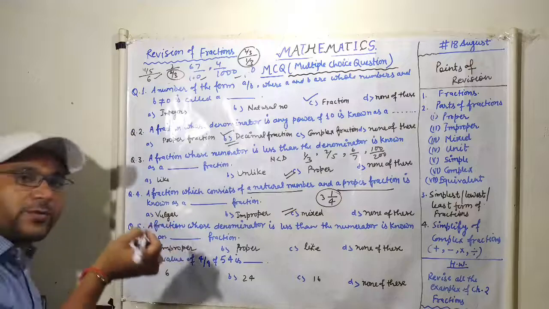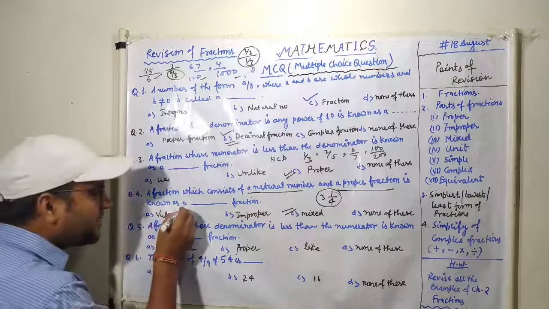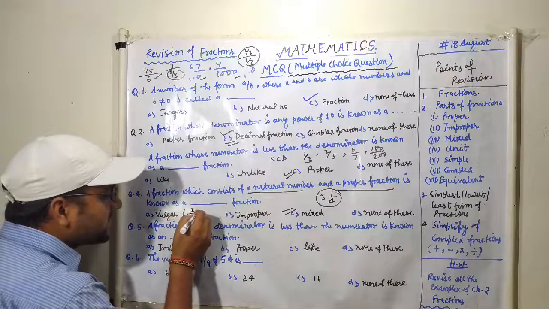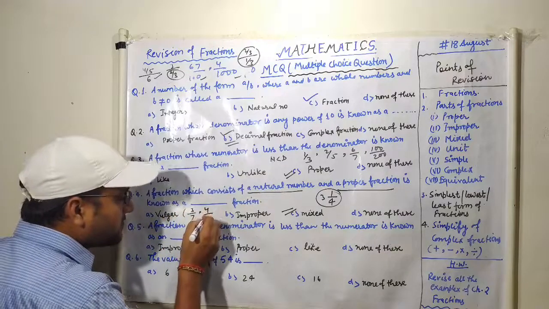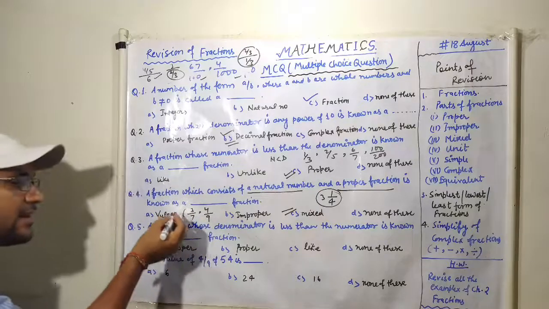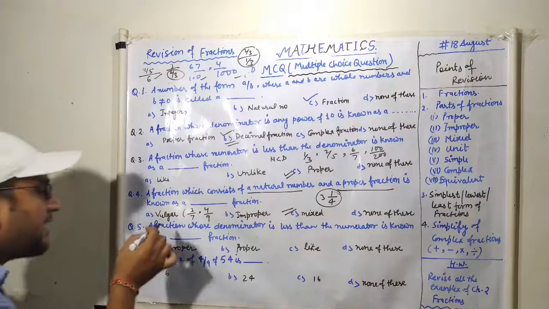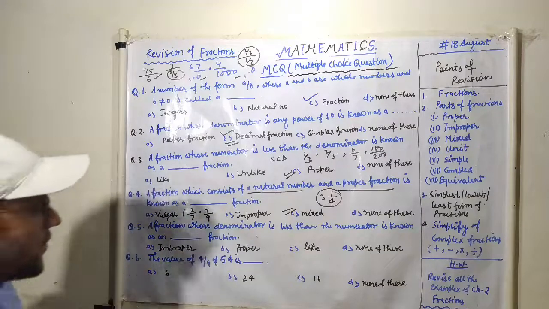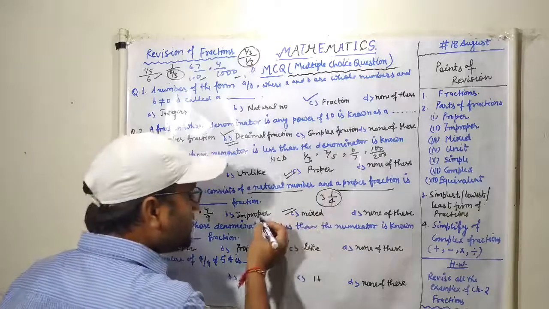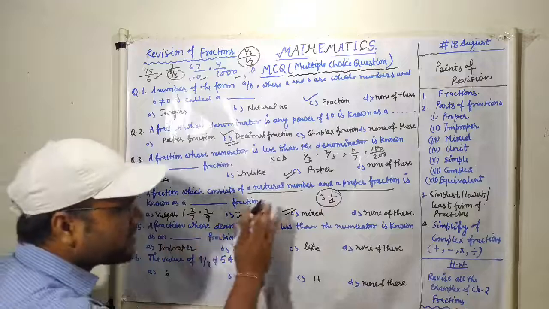Vulgar fraction: a fraction whose denominator is other than any power of 10, like 3 upon 6, 7, 4 upon 9. Means its denominator is not a power of 10. That type of fraction is known as a vulgar fraction. Improper fraction is just the opposite of a proper fraction, so we will discuss it later.